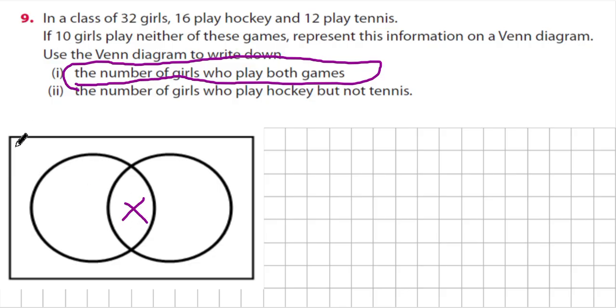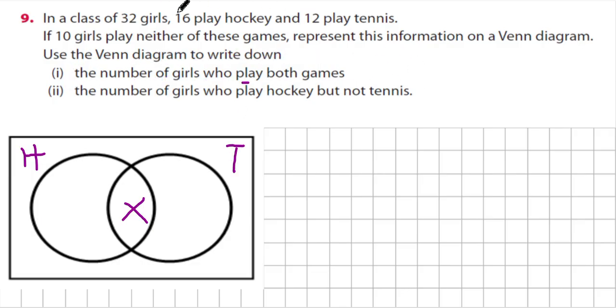Now, we'll call this hockey and this one tennis. Must be a posh skill. Now, okay. It says 10 play neither, so what does that mean about the 10? Where do I put it? Put 10 outside. We all good so far? Everybody should have got that right, yeah?